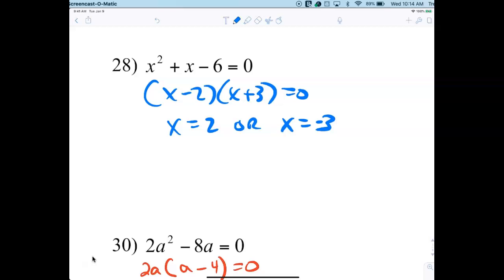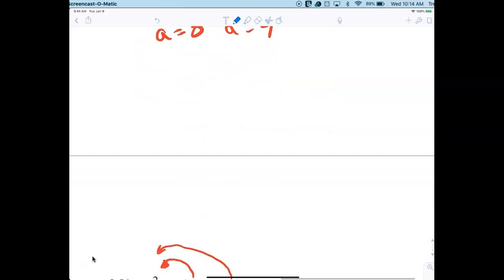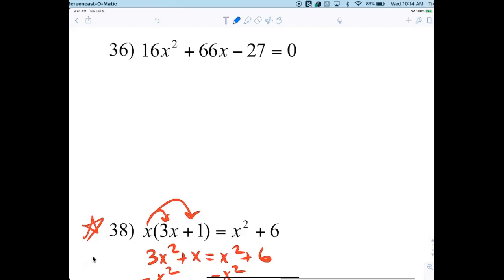Okay. All right? Now I'm scrolling down the page. Okay, here we go. 36 was the hard one. Why is this one annoying? Because there's a lot of factors of 16 and a lot of factors of 27 that you have to put together to try to make 66. It's just annoying. Not hard, annoying. So here we go. How did I tell you how to handle 16x squared? What do I think is the easiest thing to do? 4. Yeah, you should write down 4x and 4x.